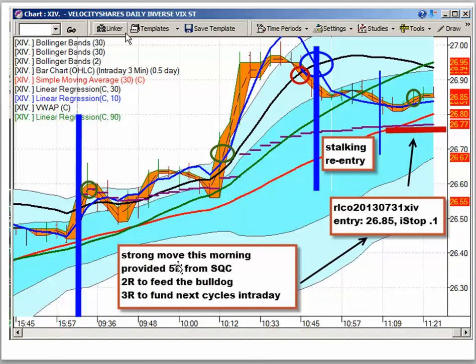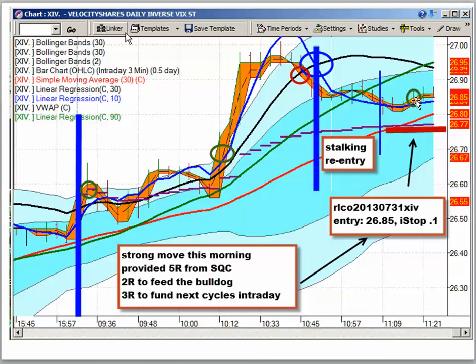I think of the 5R that we made in the morning on this one. 2R we put in the bank to feed the bulldog, and now I've got 3R of market's money to fund the next cycles that we have intraday. So I go ahead and enter this one at about 26.85. My thinking is I'm going to watch it really close up here at 26.95 to 27. This zone is where it failed the last time.